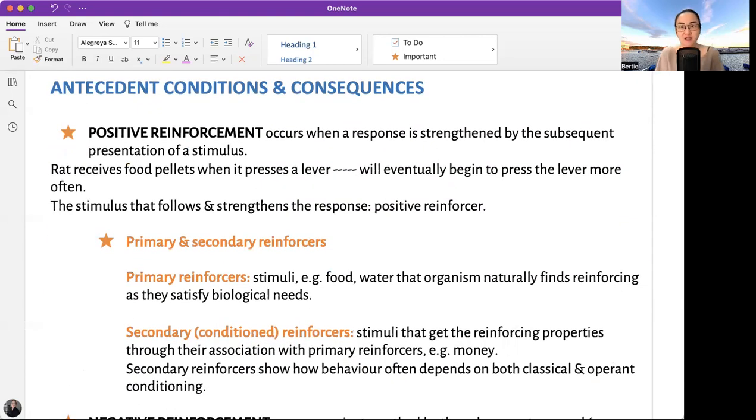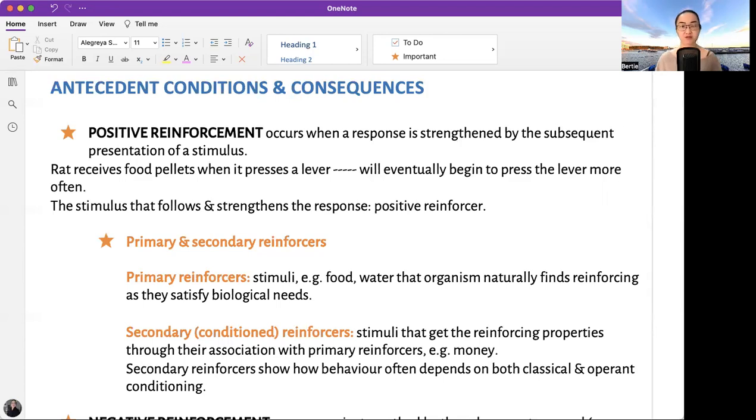Antecedent conditions and consequences. Positive reinforcement occurs when a response is strengthened by the subsequent presentation of a stimulus. A rat that receives food pellets when it presses a lever will eventually begin to press the lever more often. The stimulus that follows and strengthens the response is called a positive reinforcer.